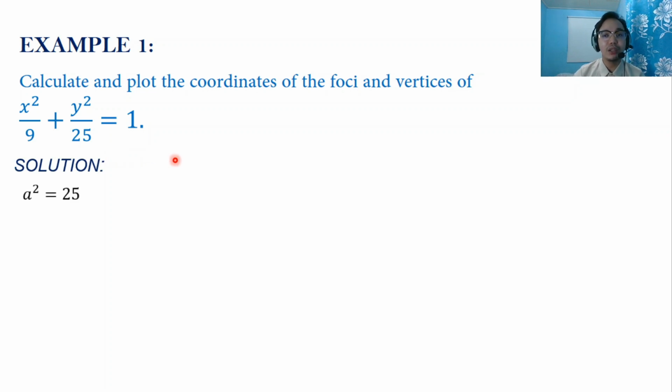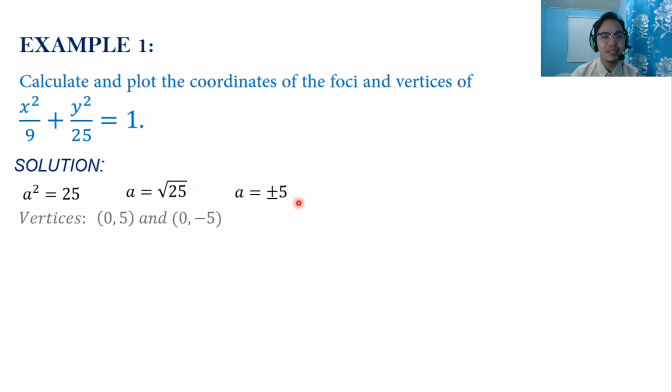A squared is equal to 25. So let's simplify it. A is equal to square root of 25. A is equal to positive or negative 5. So that will be our major axis. Nasa y, dapat vertical ang ating ellipse. So the vertices will be 0, 5 and 0, negative 5. Dahil vertical ang ating major axis, yung ordinate natin o yung y-coordinate natin yung nagkaroon ng 5 at negative 5.